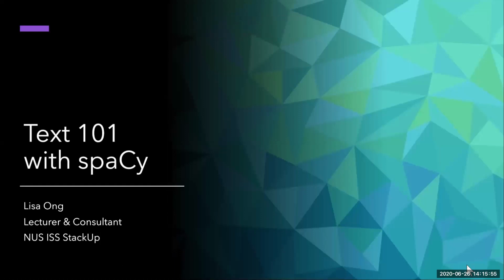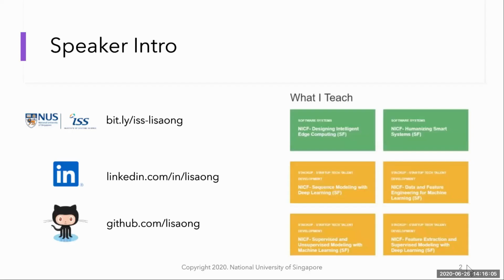Okay, and again, my name is Lisa Ong. I'm a lecturer and consultant at NUS ISS. I mainly lecture, I don't consult so much. Okay, what do I teach? I teach AI. I also teach edge computing, which has a lot of AI in small devices. You can find my profile on NUS ISS using this link, and you can find me on LinkedIn as well. I do have a GitHub repo, which is where we're going to get our source code from today.